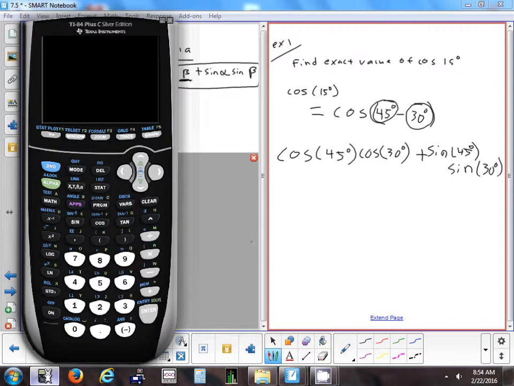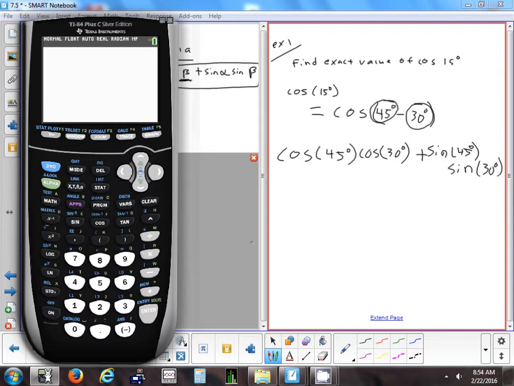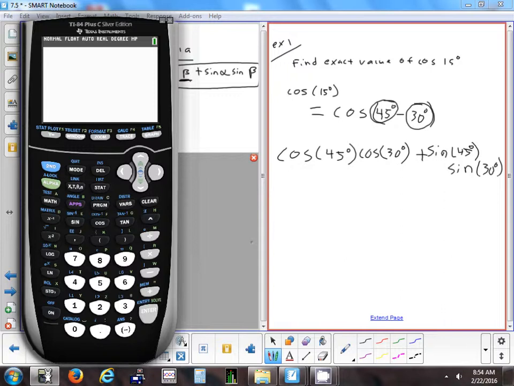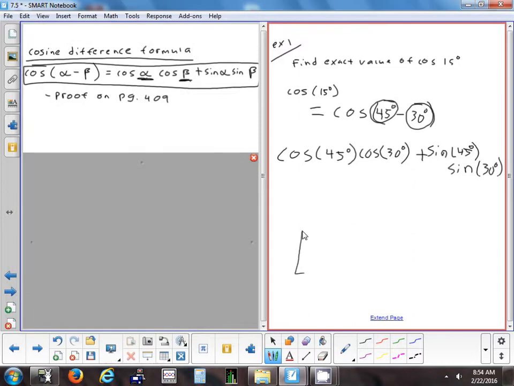All right, let's look at what these values come out to. So cosine 45, that's 0.707. Anybody remember what that is as an exact answer? It has a square root in it. Anybody remember when we drew the 45, 90 right triangle? What square root was involved here? Square root of 2. Yep, square root of 2 was involved.